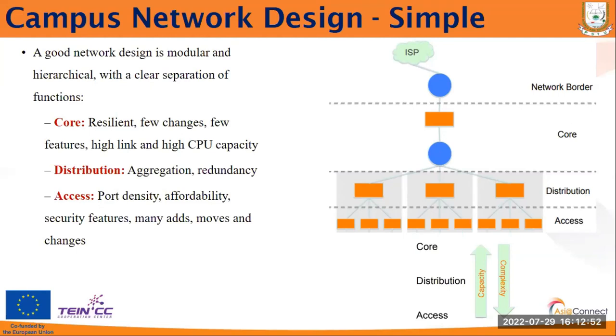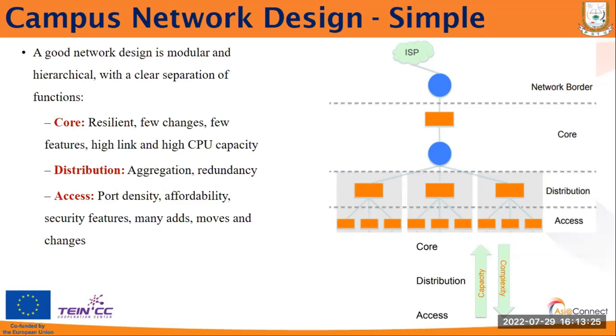And next, we can talk about the distribution layer. What is the distribution layer? The distribution layer is the interface between the access layer and the core layer, providing many important functions, and we will discuss it later also when we see our campus network design or infrastructure video or the figure, okay? And next is the core layer.